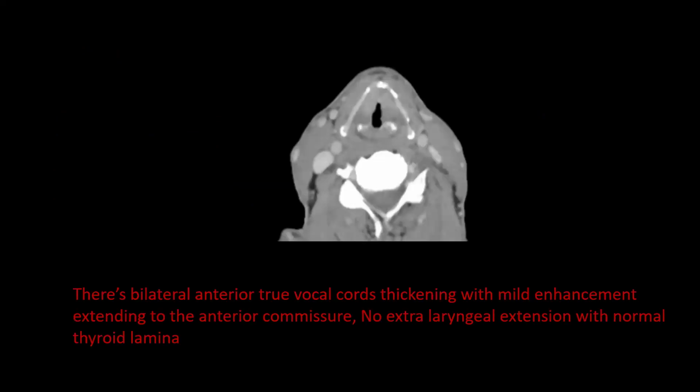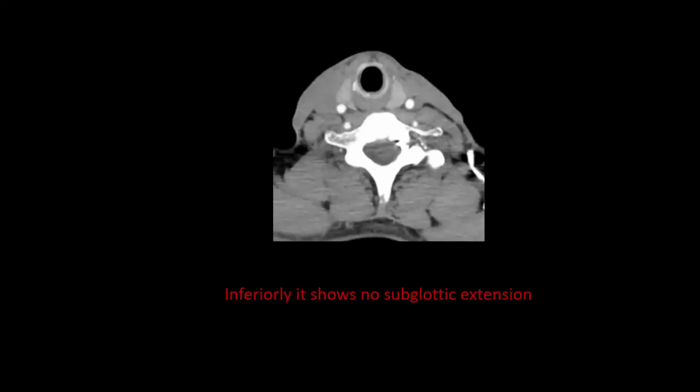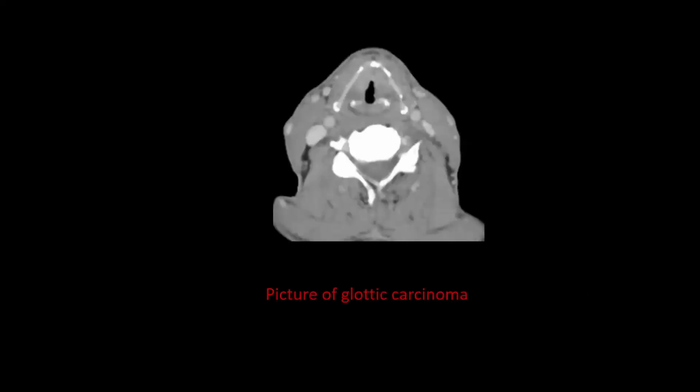Some applied cases. First case, we can see there is bilateral anterior true vocal cord thickening with mild enhancement extending to the anterior commissure. There is no extralaryngeal extension and normal thyroid lamina. Superiorly, we can see there are clear false vocal cords. And inferiorly, there is no subglottic extension. We concluded this is a picture of glottic carcinoma.